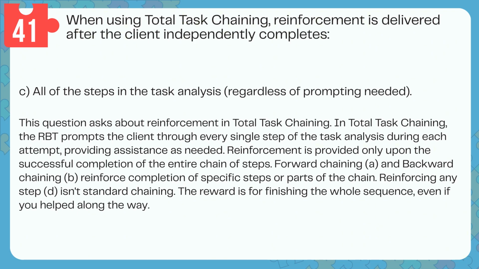Answer C. All of the steps in the task analysis, regardless of prompting needed. This question asks about reinforcement in total task chaining. In total task chaining, the RBT prompts the client through every single step of the task analysis during each attempt, providing assistance as needed. Reinforcement is provided only upon the successful completion of the entire chain of steps. Forward chaining, A, and backward chaining, B, reinforce completion of specific steps or parts of the chain. Reinforcing any step, D, isn't standard chaining. The reward is for finishing the whole sequence, even if you helped along the way.